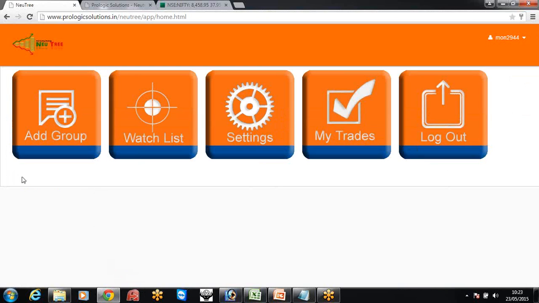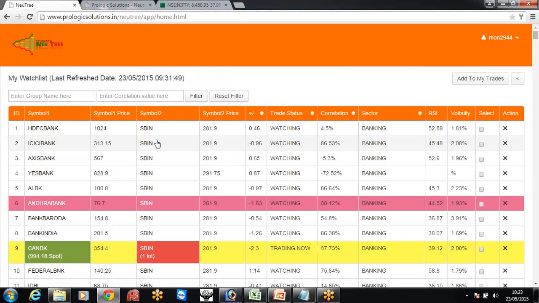Once you add all the groups, you have something called a watch list, where you'll get all the pairs you have added. I have clicked on watch list. It will take a few seconds to get the data. The delay happens because you have around 500 pairs, and just imagine 1000 scripts into 10 years of backtested data, so that will definitely take time.